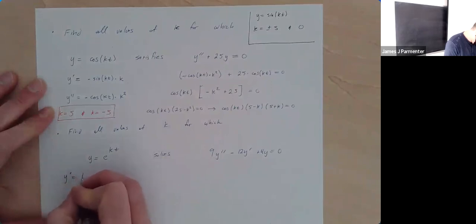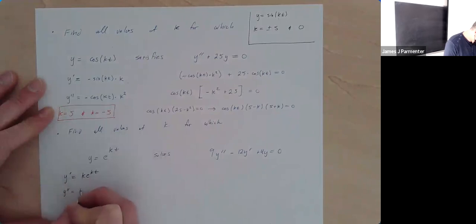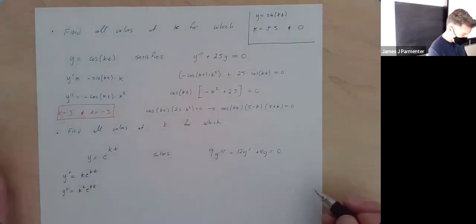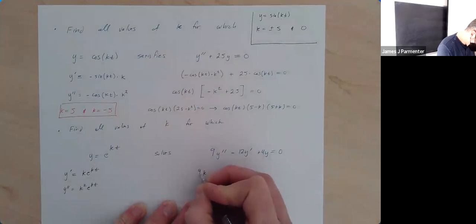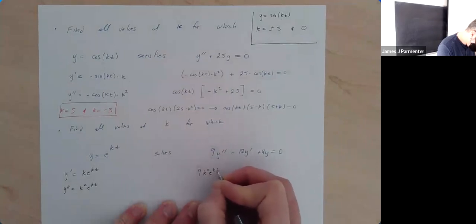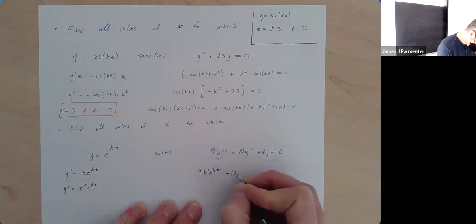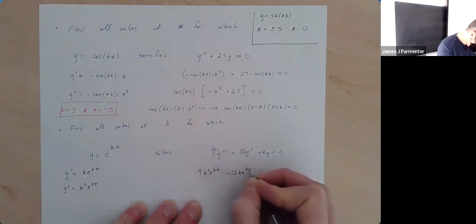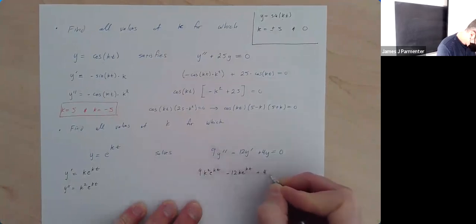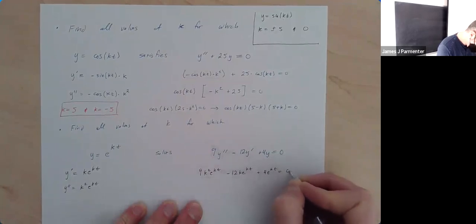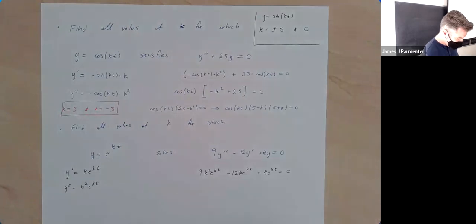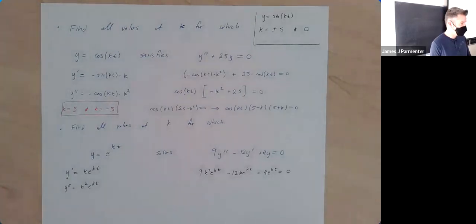Y prime is going to be k e to the kt. Y double prime is going to be k squared e to the kt. So I start plugging that stuff in. I've got 9k squared e to the kt minus 12k e to the kt plus 4 e to the kt. And what can I factor out?